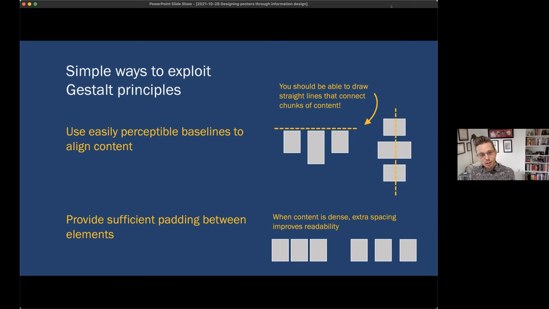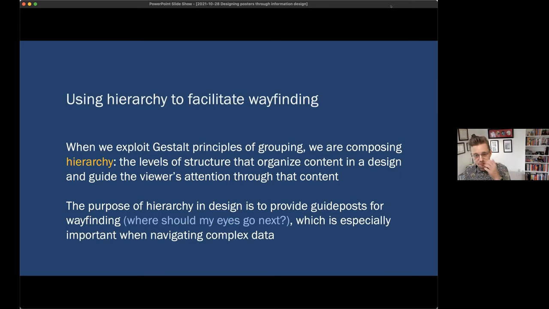And then the other thing you can do is to think very carefully about the amount of padding you put between chunks of content. So providing enough padding between elements can go a long way in terms of improving the readability, not only by reducing the apparent density of what we're trying to communicate, but also to help reinforce the groupings that you want the audience to understand when they look at your poster. So these are super simple ways of just immediately improving the quality of a design.